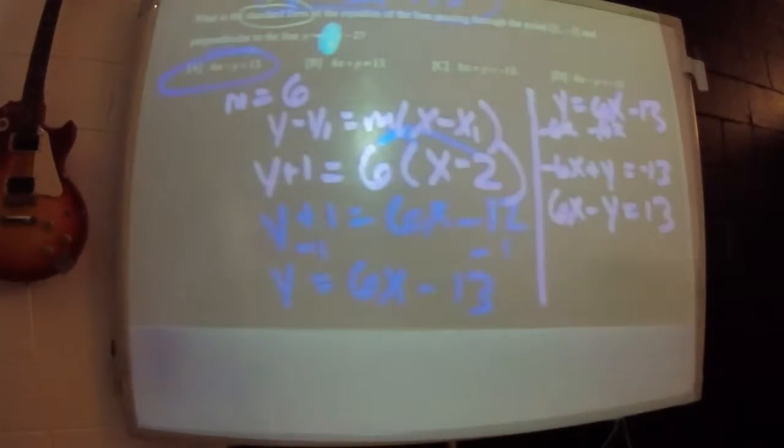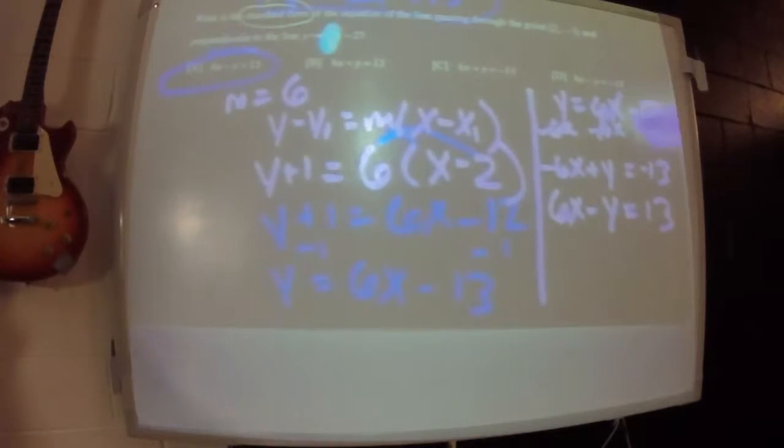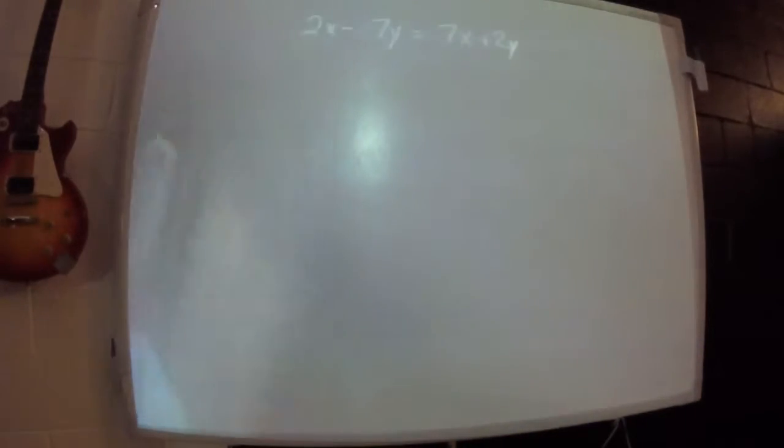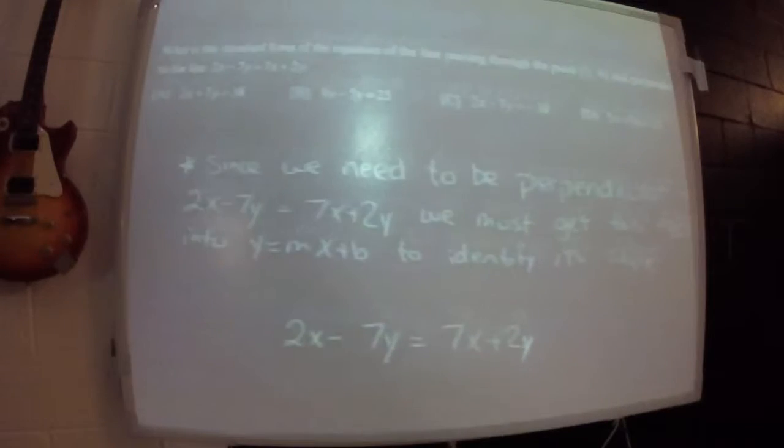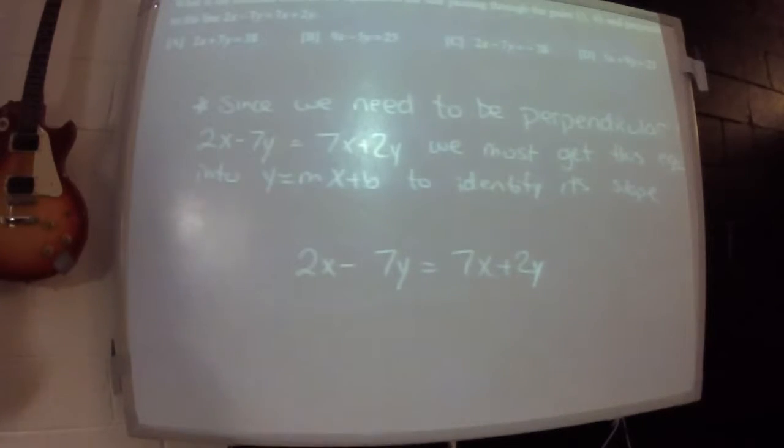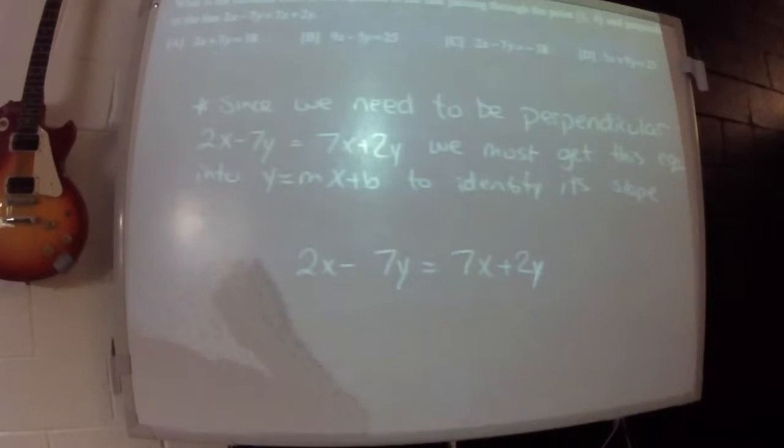So if you get y equals mx plus b and you're supposed to be in standard form, you have more work to do. Okay, last one up. I give you this one because it's a little bit trickier. It's still perpendicular. All right, find the equation of a line that goes through (5, 4), and it's perpendicular to this equation.